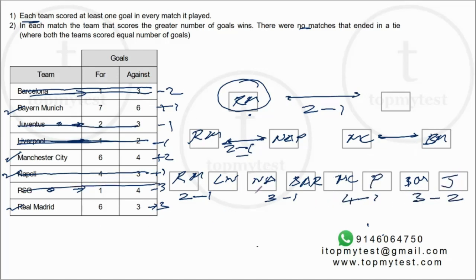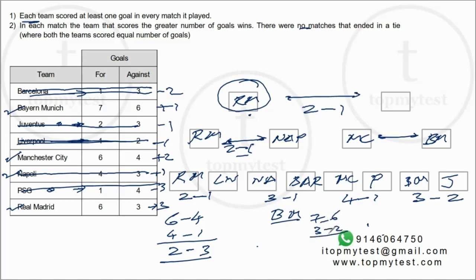Okay, so I now know all the first round matches. Manchester City, left over from 6-4, has scored 4, conceded 1. So in the remaining matches, it will be 2-3. And Bayern Munich, from 7-6, you have accounted for 3-2, which means in the remaining matches, it will be 4-4.